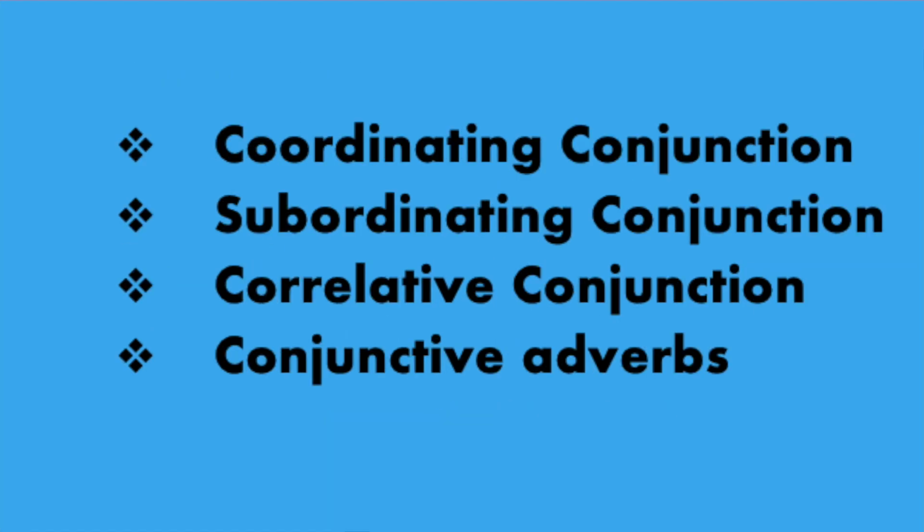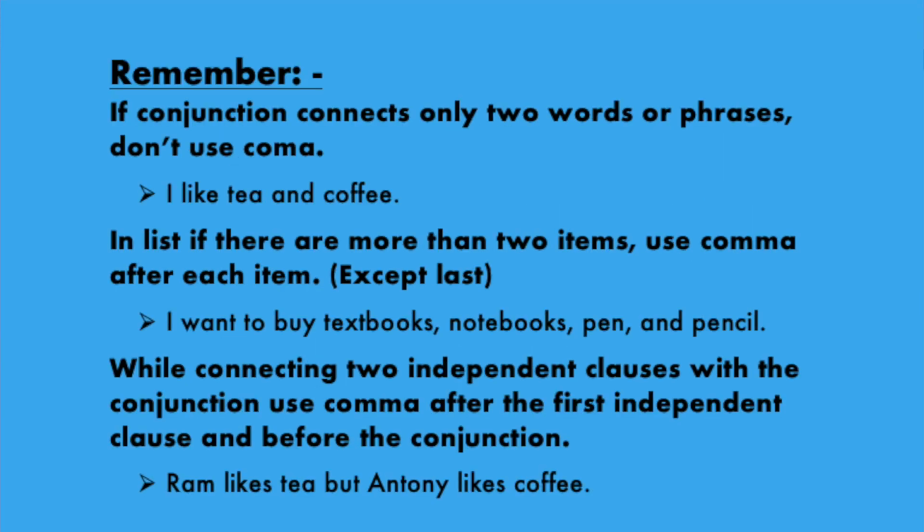So my dear friends, these are the 4 types of conjunctions. Then you can learn conjunctions more while reading books. So read newspapers and read books. Remember, if a conjunction connects only two words or phrases, no comma. For example, I like tea and coffee.